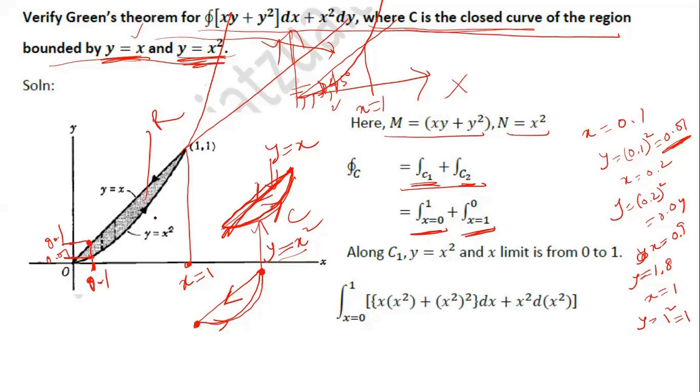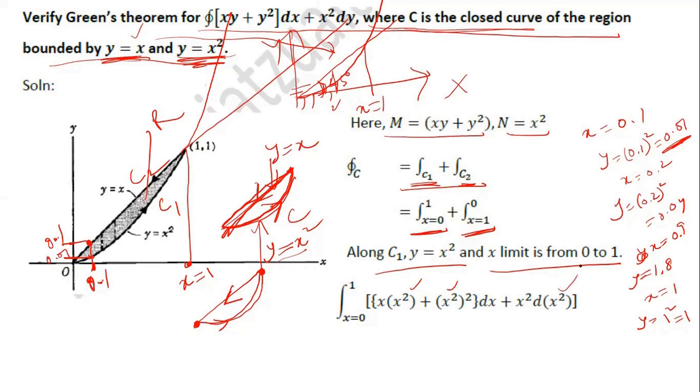So as I was saying, let's say this is your C1 and this is your C2. Along C1, the equation is y equal to x squared. The x limit is from 0 to 1. Then you just integrate along C1. So just by putting the value of y as x squared everywhere, instead of y you just put x squared. Here you have a dy. Instead of y, you put x squared.